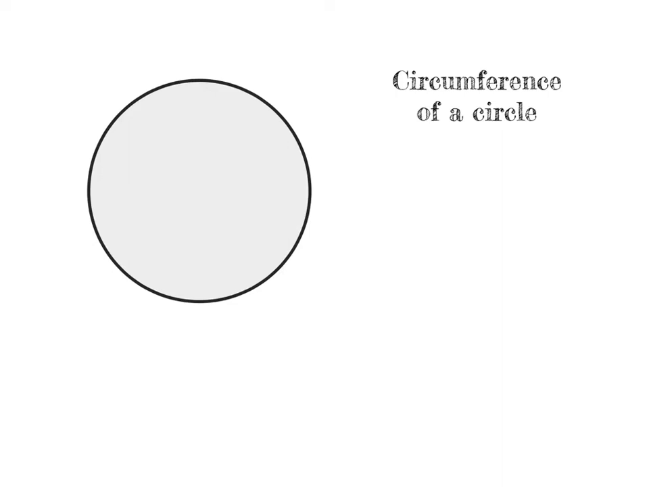So we just learned about diameter of a circle, which we know is edge to edge, right? Cutting through our center. We learned about the radius, which starts at our center and goes to our edge, right? So now we're going to learn, well, what is circumference of a circle? Circumference of a circle is going to refer to the distance around your circle.